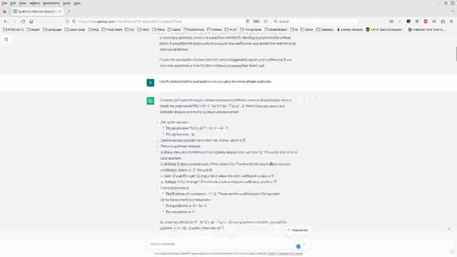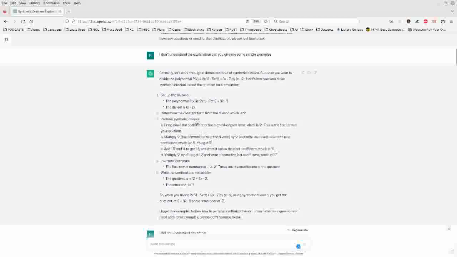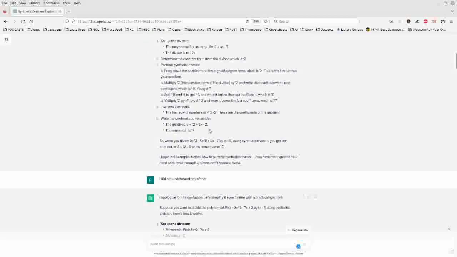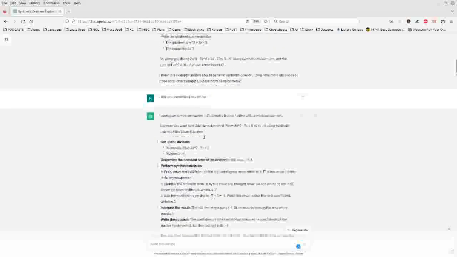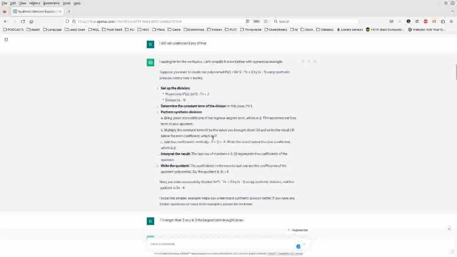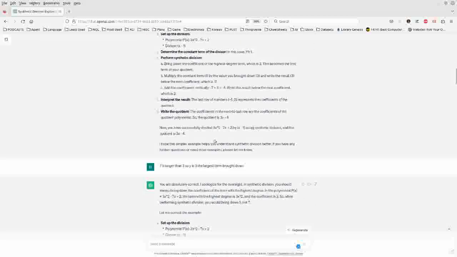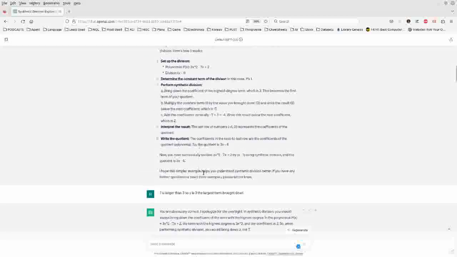So I asked for further clarification. It went through it again. I still didn't understand because the problem was I didn't understand the example either in the book or in here. And it wasn't really giving me a good, simple explanation. And then when it did, it didn't seem to be doing things correctly.